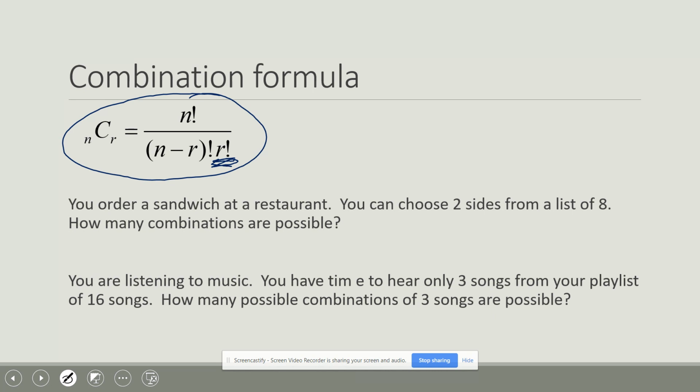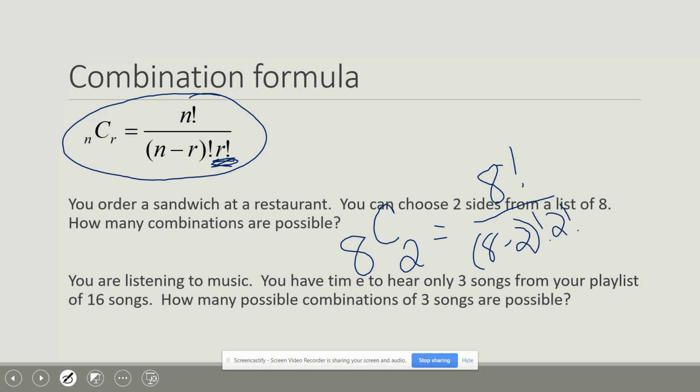So we're ordering a sandwich at a restaurant. You can choose two sides from a list of 8. How many combinations are possible? The order doesn't matter there, because if I pick French fries and nachos, or nachos and then French fries, I'm still going to have nachos and French fries as sides with my sandwich. So the order I pick them in doesn't matter, because I'll still get those two. So we have 8 total to pick from, and we are choosing 2. So that's 8 factorial over 8 minus 2 factorial times 2 factorial.